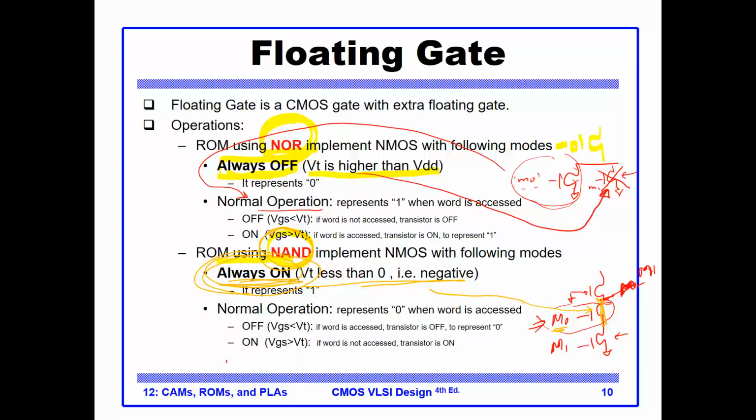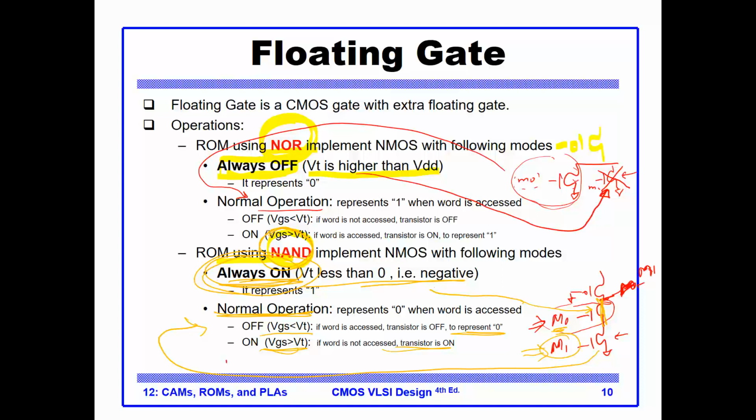Now, what about this transistor here? Well, this transistor is normal operation. It depends on the voltage of M1. If the voltage is less than VT, then I can implement a 0. If the VGS is greater than VT on M1, then this transistor is not accessed. When I place a 0 here, it acts on this transistor and it represents a 0.